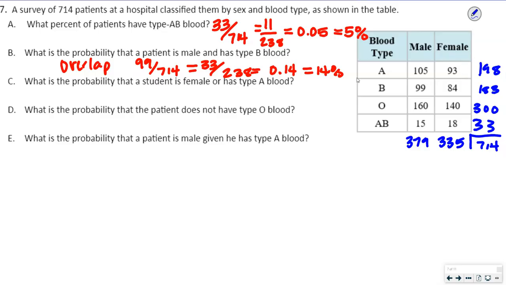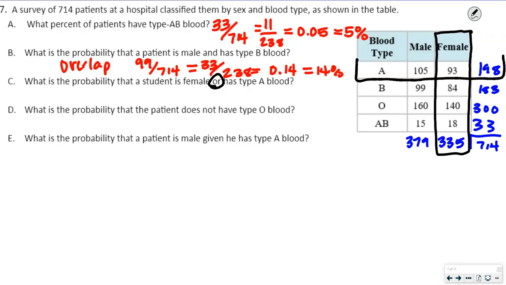That's 198, okay. So this next one says, what is the probability of the female, or, notice this "or." Remember, we're going to add, and subtract the overlap, because it's an or. So females are here, there's our females right there. And then it says type A blood. So here's our type A bloods.